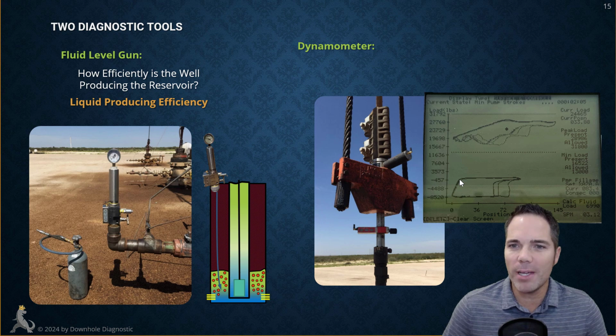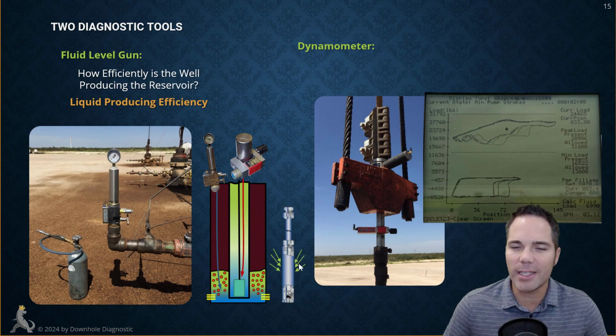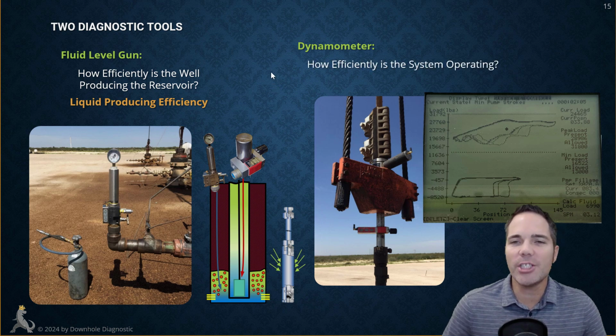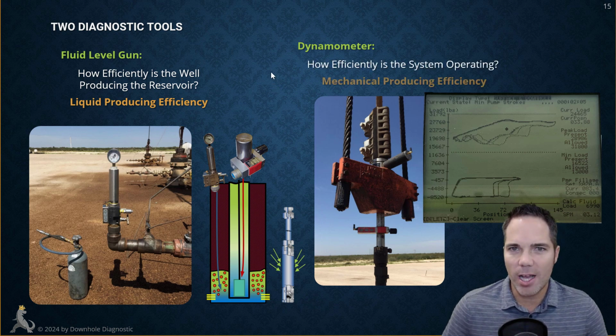How is the pump picking up and carrying the fluid load, and then how is it releasing the fluid load, and then the plunger moves back to the bottom of the stroke. So this rounding right here indicates something. This delayed release in the fluid load indicates something right here. So this is a dynamometer test. It's looking down the rod string as to what's happening downhole at the pump. And so the dynamometer tells us how efficiently the system is operating, or another way of saying that is the mechanical producing efficiency.